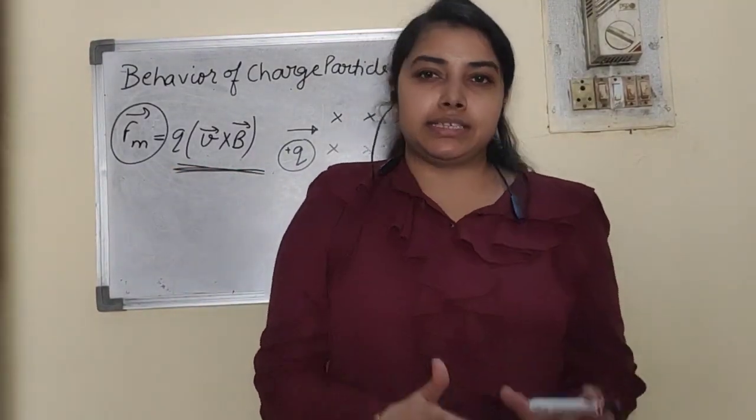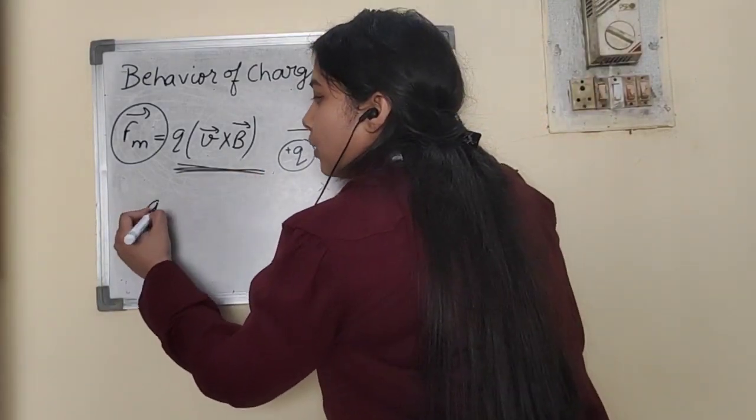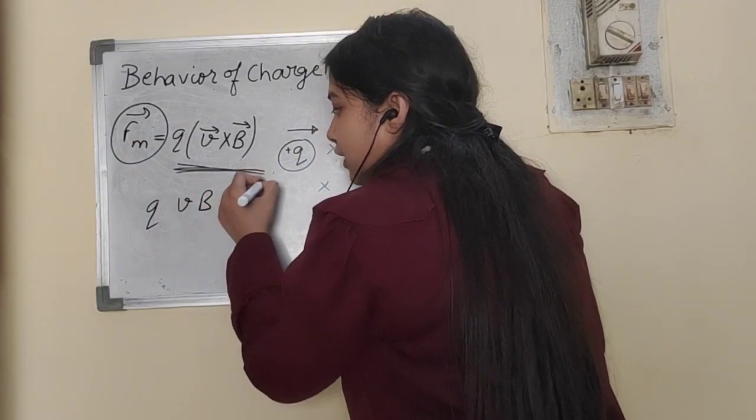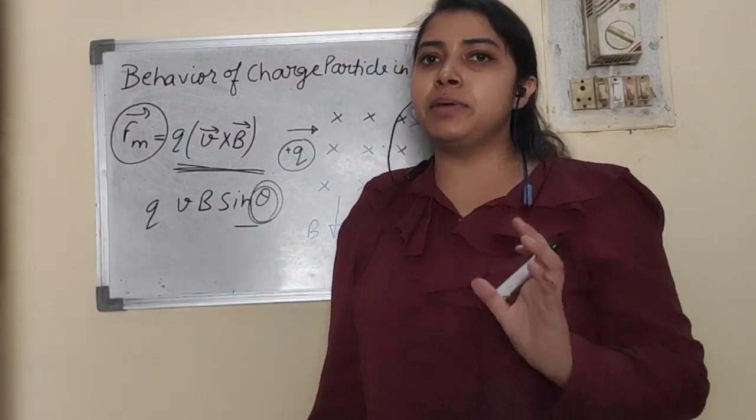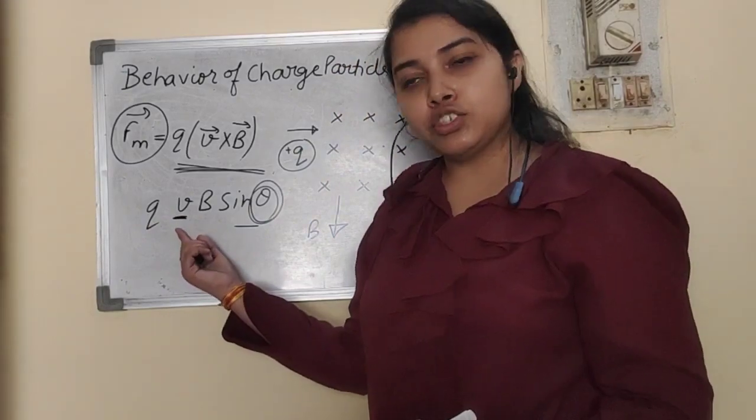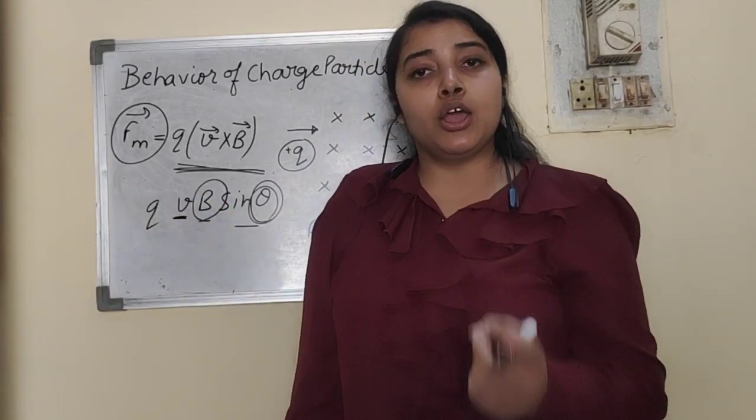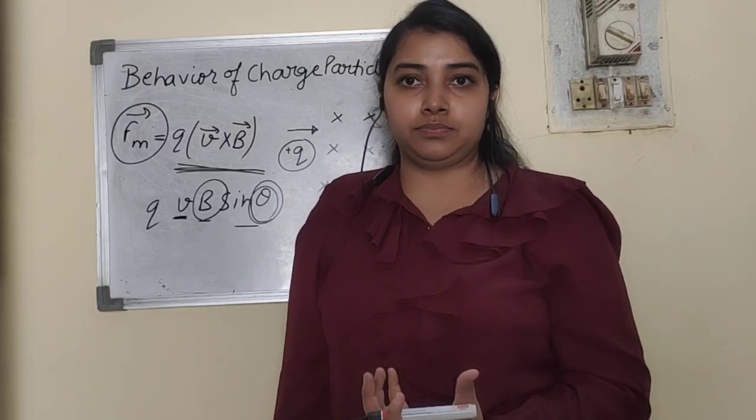Now there are three cases that arise, or many such cases arise. As you can see in this formula, V cross B is VB sin theta. So depending on this angle, the magnitude of force will also vary. Theta can be anything. Theta is basically the angle between the direction of motion of the charged particle and the magnetic field. We will consider three special cases to understand this more.